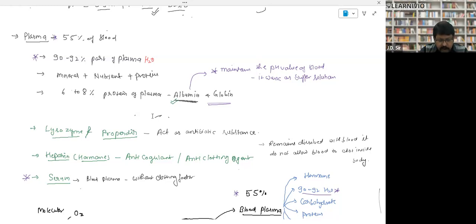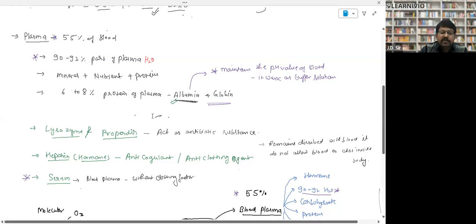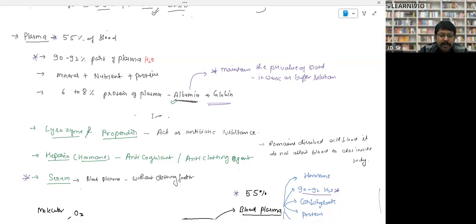Next point. Water alone forms 90 to 92% part of plasma. Full stop. 6 to 8% of plasma is constituted by protein, which includes albumin and globulin protein. Full stop.